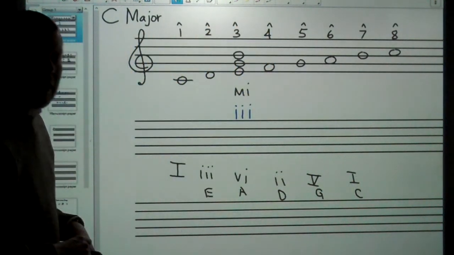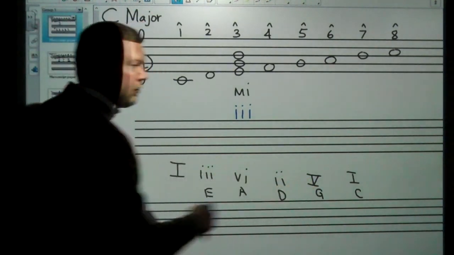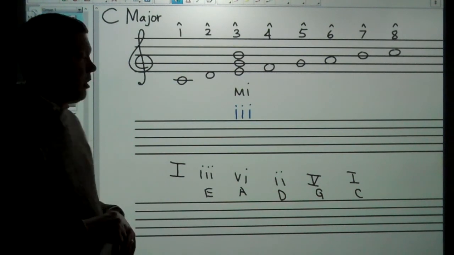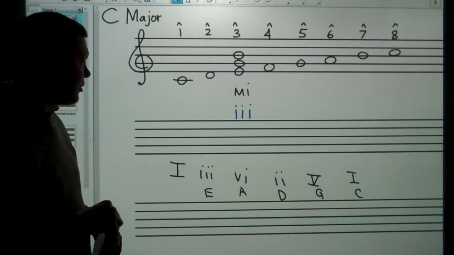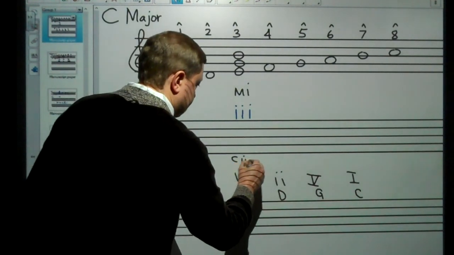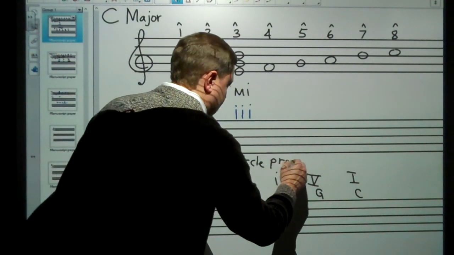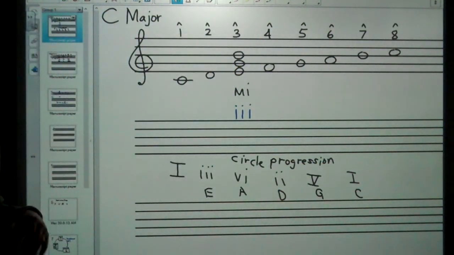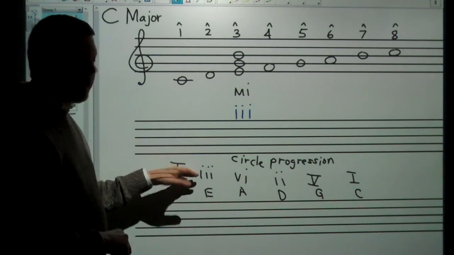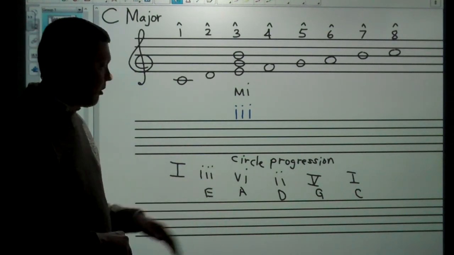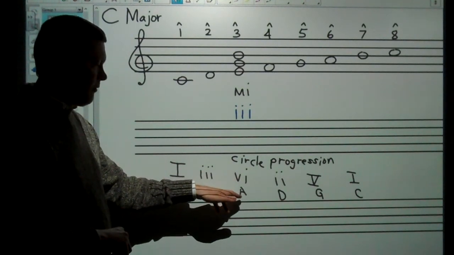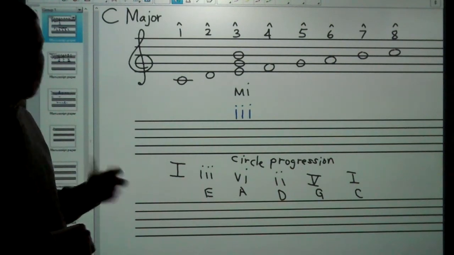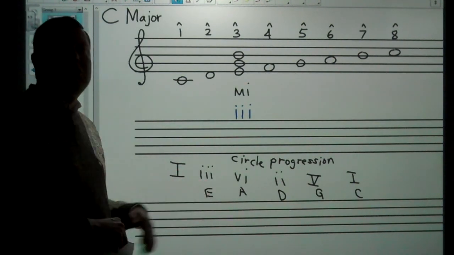And any time you have a succession of chords whose roots are a fifth lower than the preceding chord's root, you have what's called a circle progression. In the circle progression, the 3 chord will always move to the 6 chord because the root of the 6 chord is a fifth lower than the root of the 3 chord. So the second way to use the 3 chord properly in music is to move it to a 6 chord.